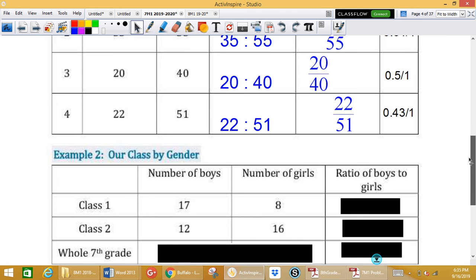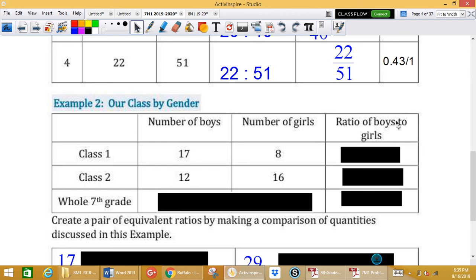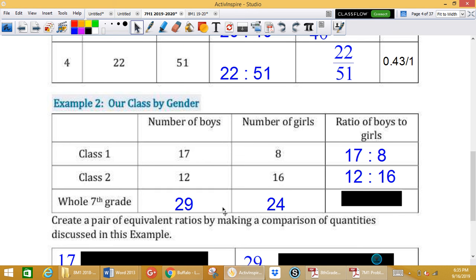Example 2, our class by gender. So they want to know the ratio of boys to girls. So for class 1, it'll be 17 to 8. In class 2, 12 to 16. Now they want to know the whole 7th grade. So I need to add up the columns, and there are 29 boys in the 7th grade and 24 girls. So that ratio will be 29 to 24.